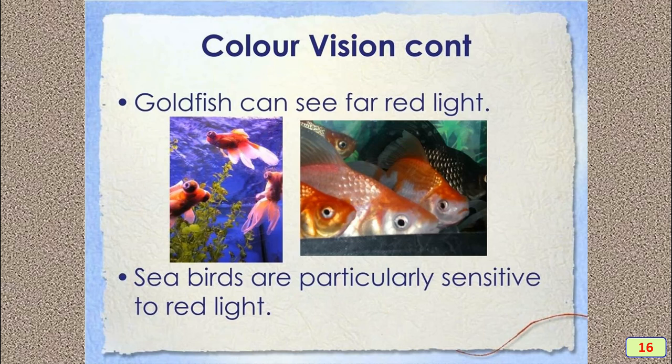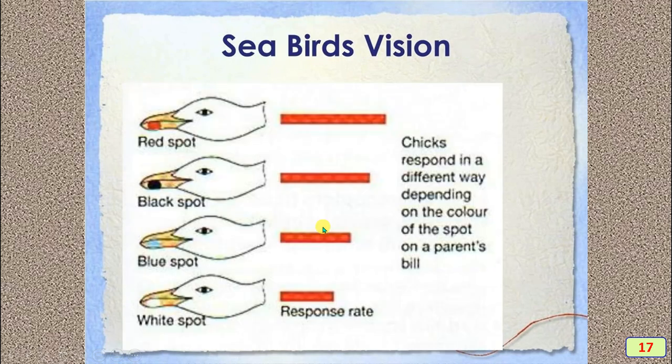In color vision, goldfish can see red light more. Sea birds are particularly sensitive to red light, and they can easily detect red colored things. In sea bird vision, especially the red spot, the chicks respond in a different way depending on the color of the spot on the parent's bill. Suppose it's a white bill, then the response rate is less. A blue spotted bill has a little more, a black spotted one has much more, and a red spotted one gets the highest response.